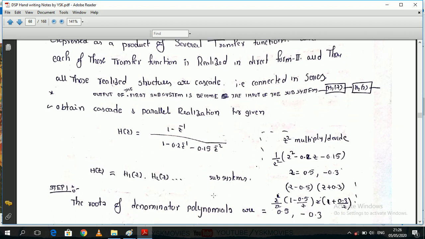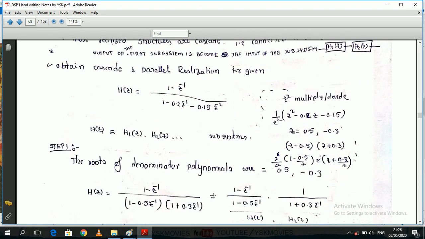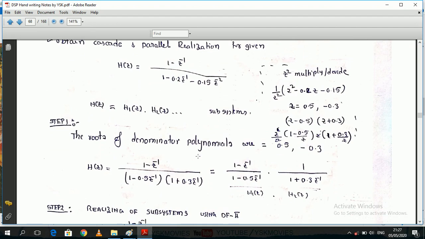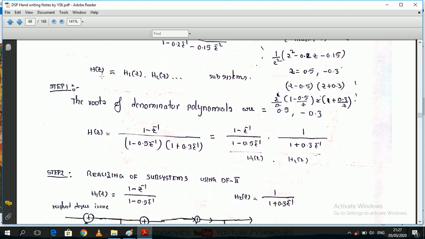See this, H of z is equal to 1 minus z inverse over 1 minus 0.2 z inverse minus 0.15 z power minus 2. This is H of z. For this expression, you have to do the cascade section. Cascade means series manner. You have to design H1 of z and H2 of z in series. How is it formed? H of z becomes H1 of z into H2 of z subsystems. You have to design the subsystems. So how can you design? See, 1 minus 0.5 z inverse and 1 plus 0.3 z inverse, so that you can easily separate it into the multiplication of two subsystems. So these are the two subsystems.